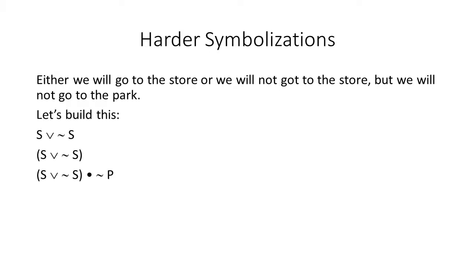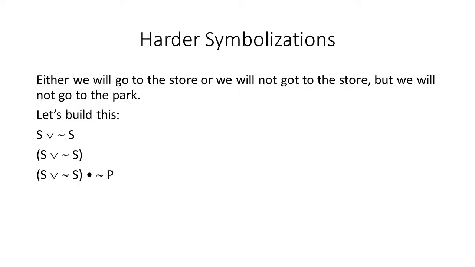Right, so here's a much harder one than we've looked at, but we will build it in steps. Either we will go to the store or we will not go to the store, but we will not go to the park. One thing that's important here is to note the placement of commas, when they come between complete sentences or independent clauses, as you might have heard them called in high school.